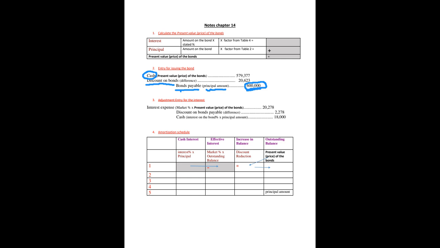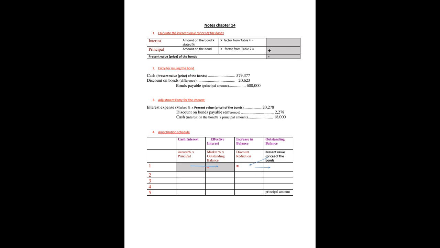In front of the cash, we will write the result, the present value from the table. The difference between both amounts will be the discount on bonds, meaning that bonds payable minus the cash will equal the discount on bonds. This is step number 2, to write the journal entry for issuing the bond itself.